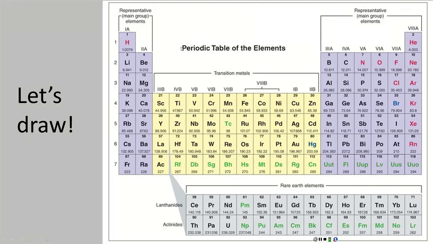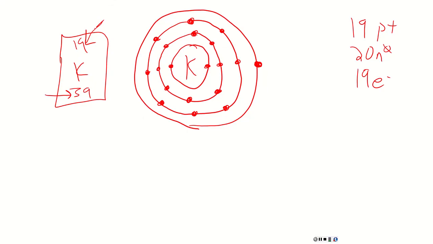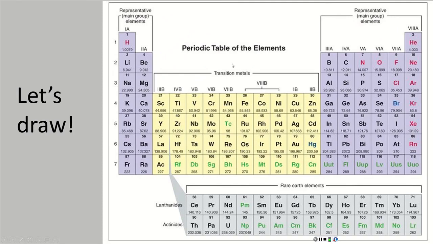Now, let's go back and look. Potassium. How many electrons are in the outermost shell? Right there. There is 1. If we look at the periodic table, find potassium. It's right there. It is in column 1. That 1 tells us everything in this column only has 1 electron in the outermost shell.